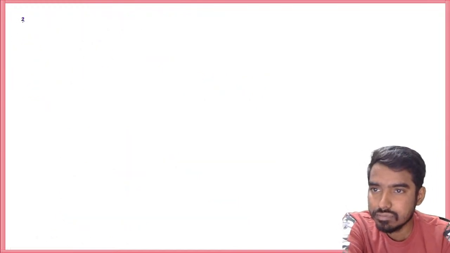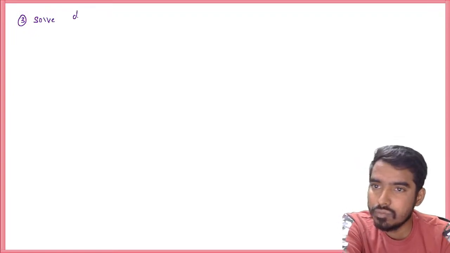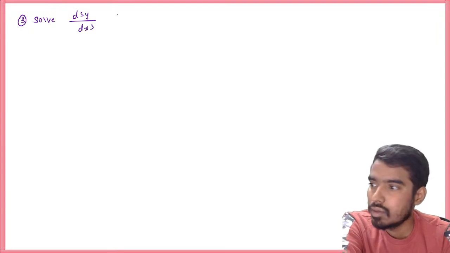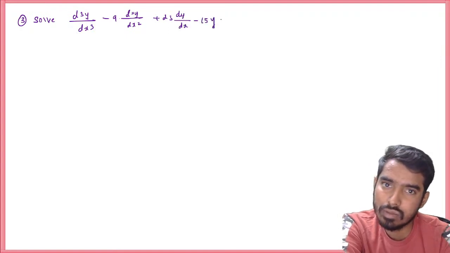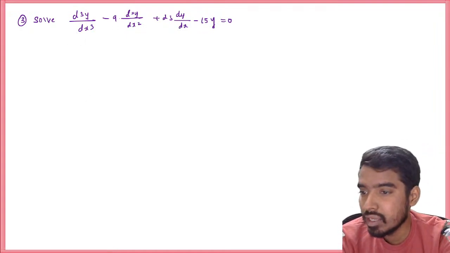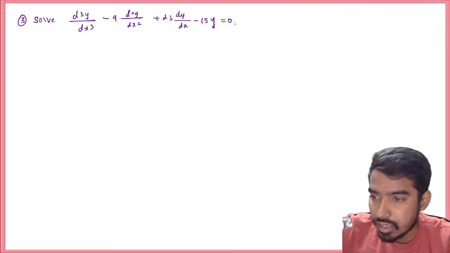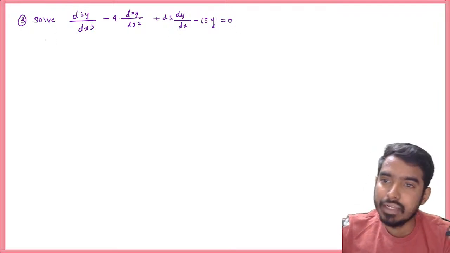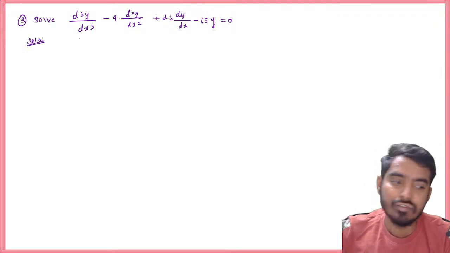Solve d cube y by dx cube minus 9 times d square y by dx square plus 23 times dy by dx minus 15y is equal to 0. So clearly this is a linear differential equation with constant coefficients, and you can see the RHS is 0. So that means it falls under type 0. So solution: it falls under type 0.